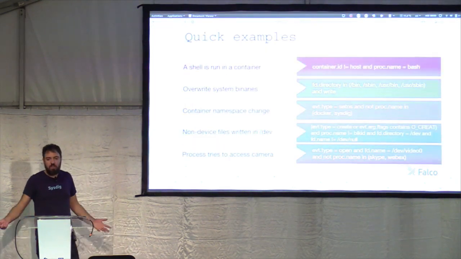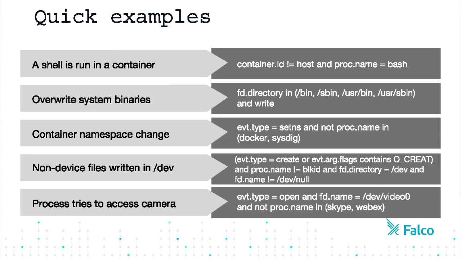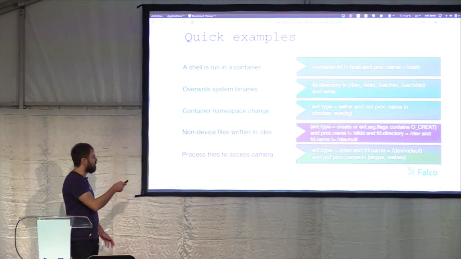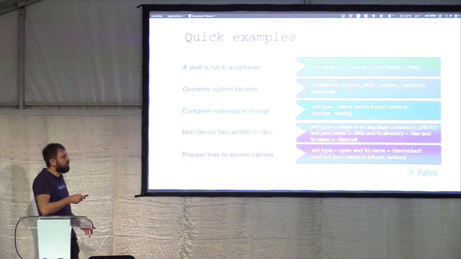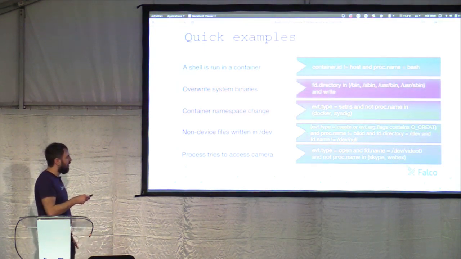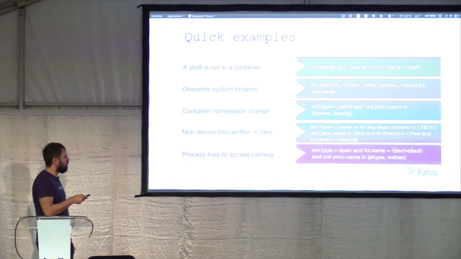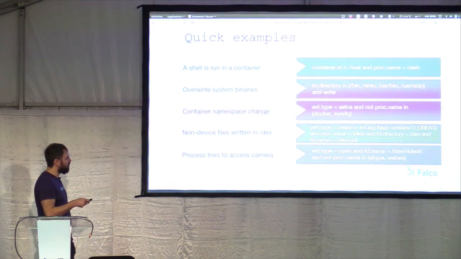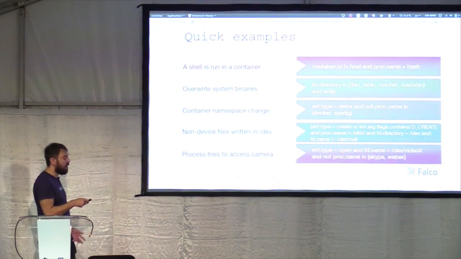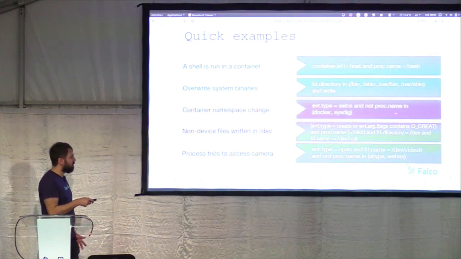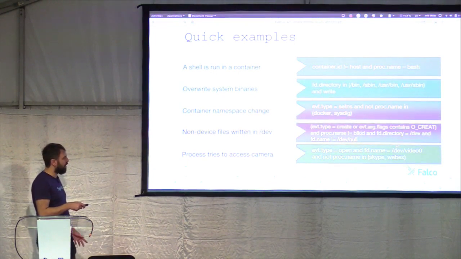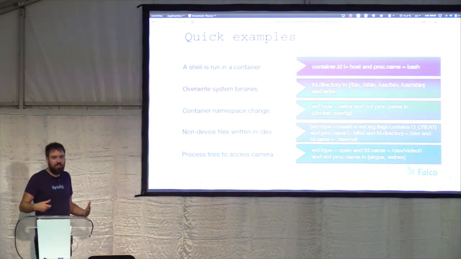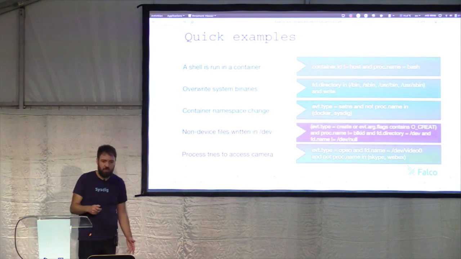To give you a few examples, because that's what's really interesting: if we want to detect if a shell was running in a container, we can do something like this. Container is not the host, and the process name is something. If we want to see if a process is overwriting system binaries, we would create a rule like this. If a container is trying to change its execution namespace because it's a privileged container, we can do something like this. Or maybe you want to deploy Falco on your desktop and create a Falco rule to detect if any kind of malware is trying to open your webcam.